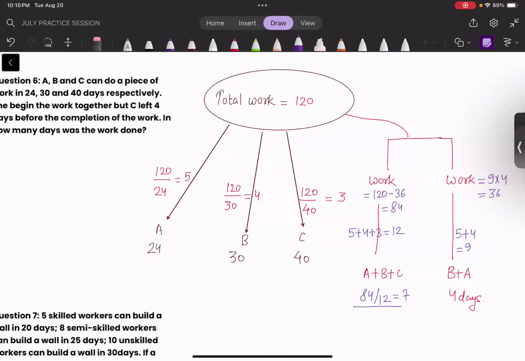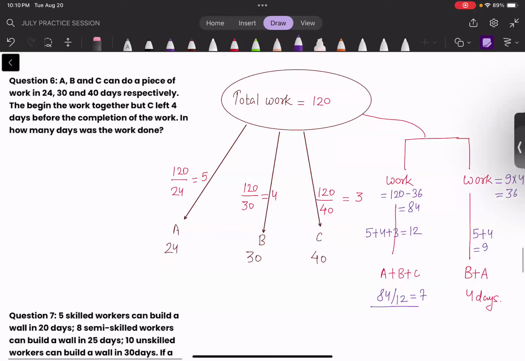7 days. Now, carefully read the question. Every calculation is done. In how many days is the work done? Total, how many days? Total number of days is 7 plus 4, 11. So 11 days they have worked and completed. Understood all of you? Simple question.